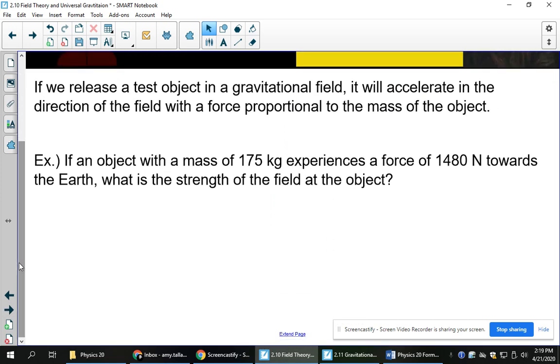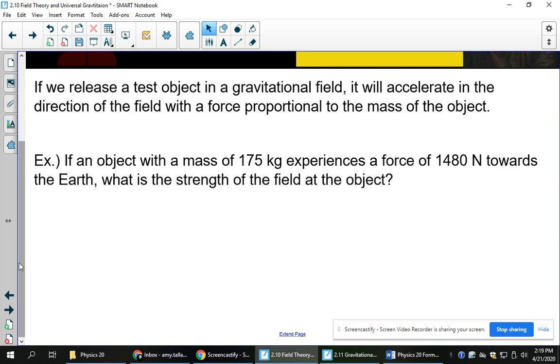If we release a test object in a gravitational field, it will accelerate in the direction of the field with a force proportional to the mass of the object. So if I dropped something right now, it would accelerate in the direction of the gravitational field with a force proportional to the mass of the object. So if I dropped, let's say, a bowling ball on Earth, it would accelerate towards the center of Earth, and it would be proportional to the mass. The force would be proportional to the mass of the object.